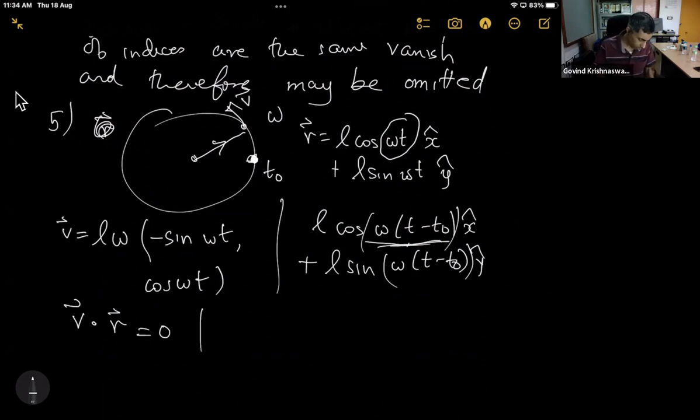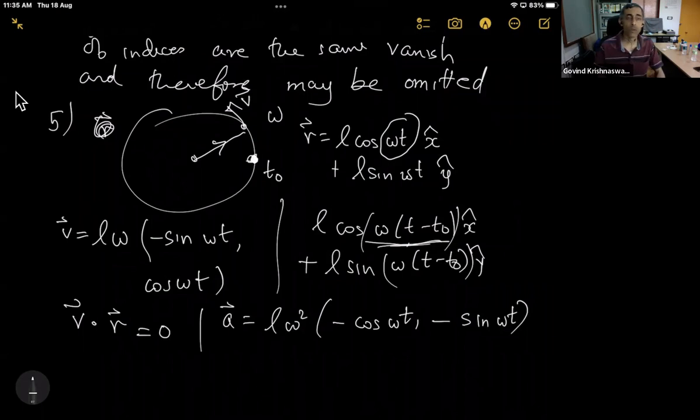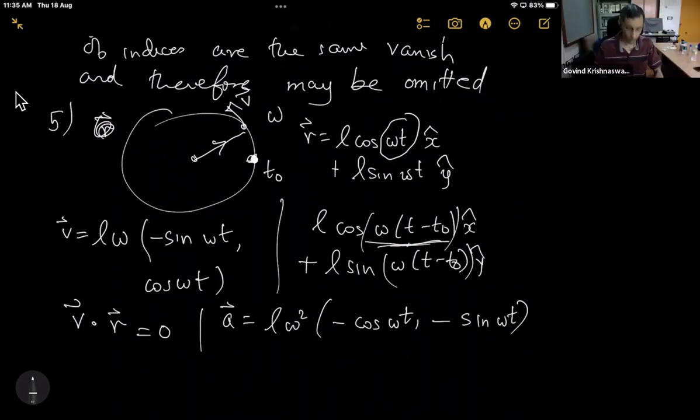And you can then go a step further and compute the acceleration vector. So there we're going to get L omega squared, and we get a minus cosine omega t and another minus sine omega t. Any question about how I did this differentiation? See, x hat and y hat don't change with time. So I can differentiate the coefficients alone with respect to time. That is the basic principle.